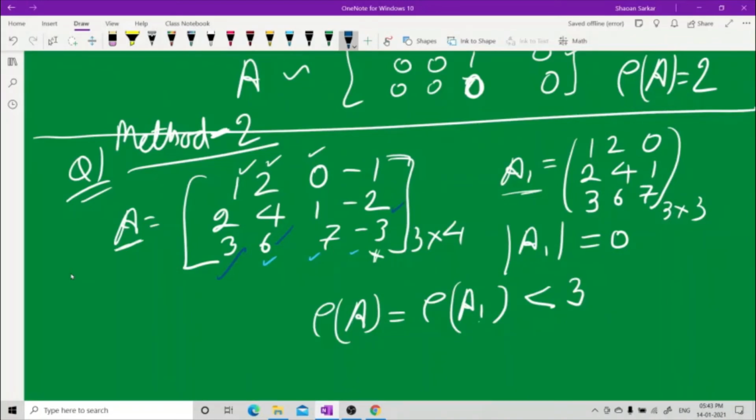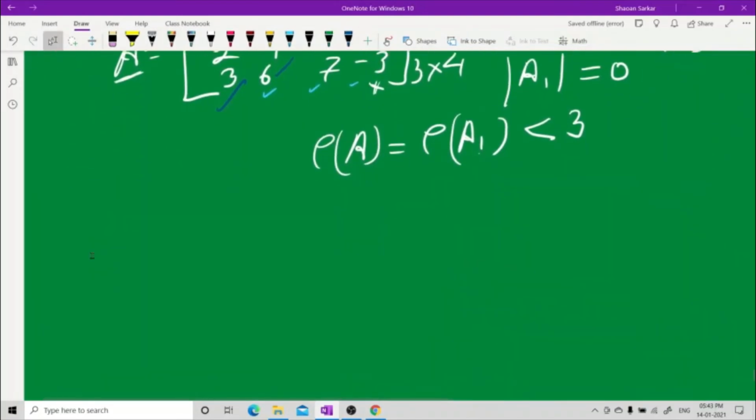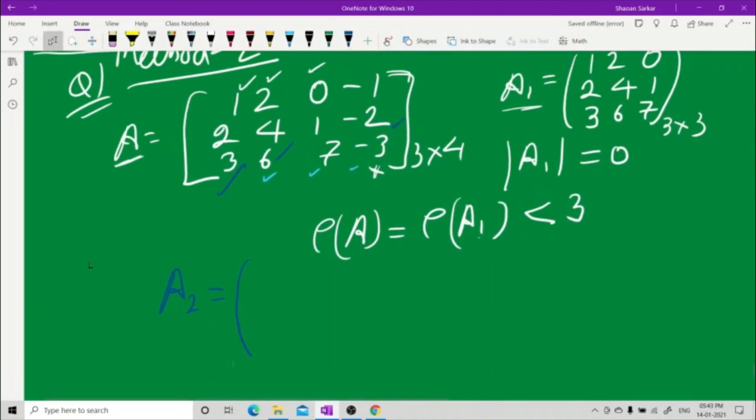Now you're taking A2. Let me write down A2. I'm taking A2 out of this only, that's why I'm writing in a different color. I'm getting 1, 1, 2, 3, and then I'm writing 0, 1, 7, and I'm taking minus 1, minus 2, and minus 3.